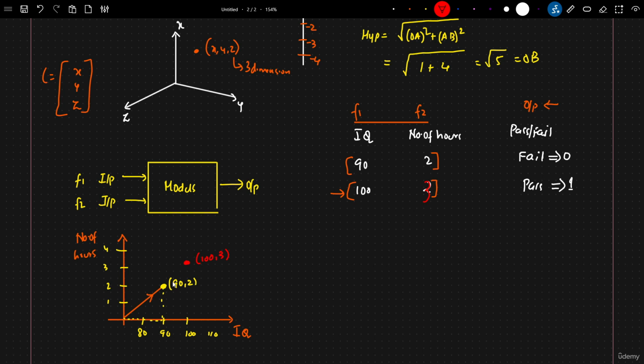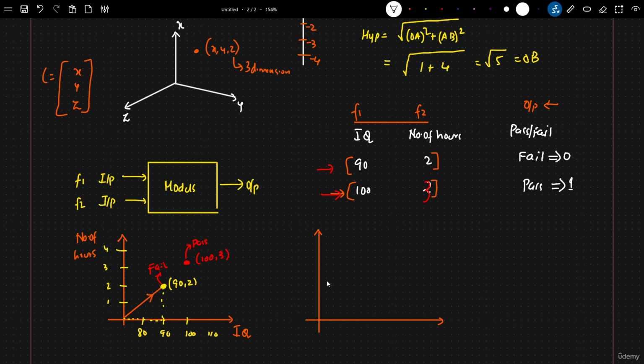Now the difference between these 2 points is that this I have marked as yellow and this I have marked as red. Why? Because let's consider red is specifying pass, yellow is specifying fail. That is the reason I have used 2 different colors. So at the end of the day, every record can be represented in the form of vectors. This problem will be solved in this way.